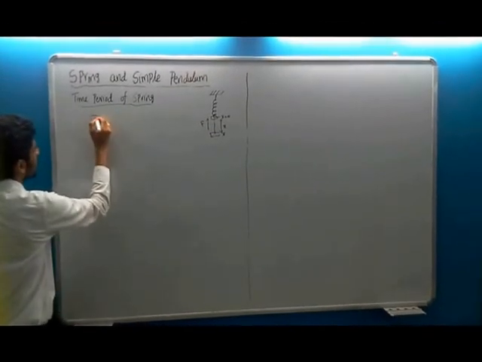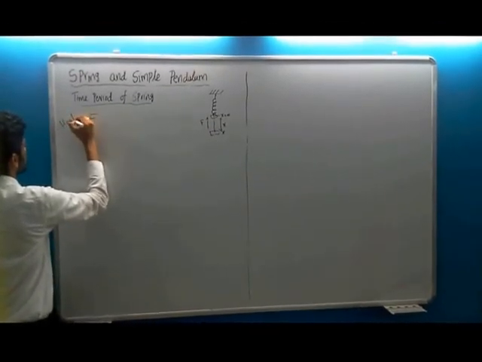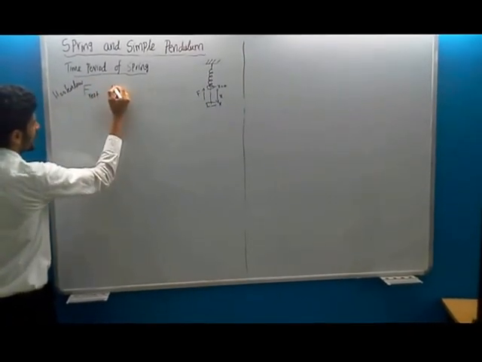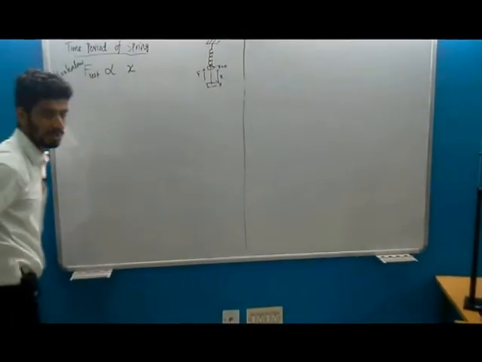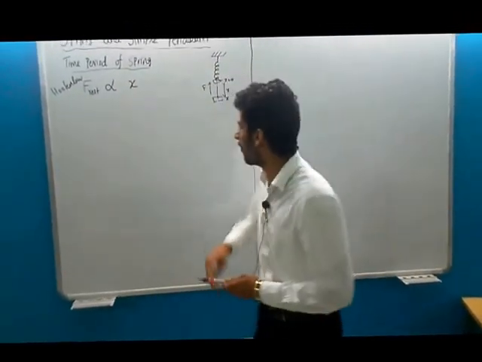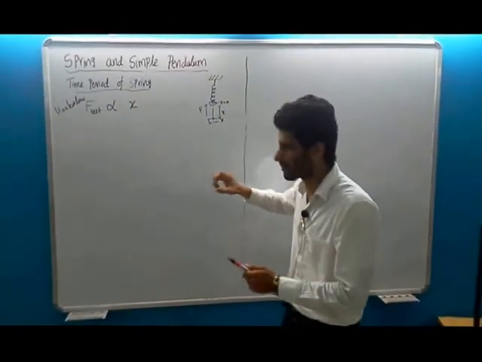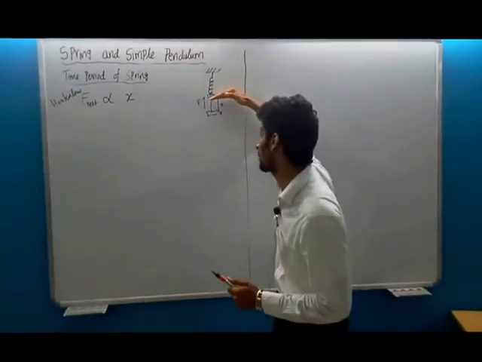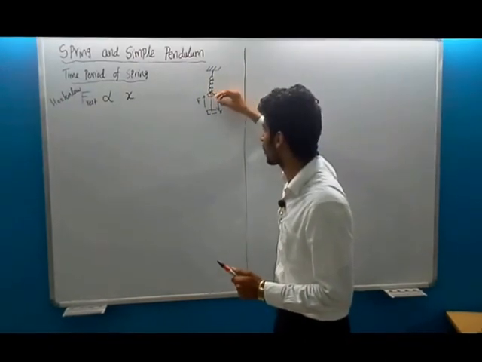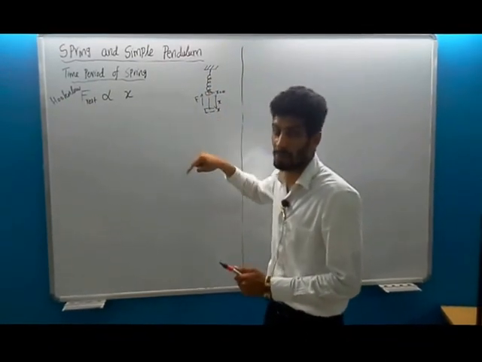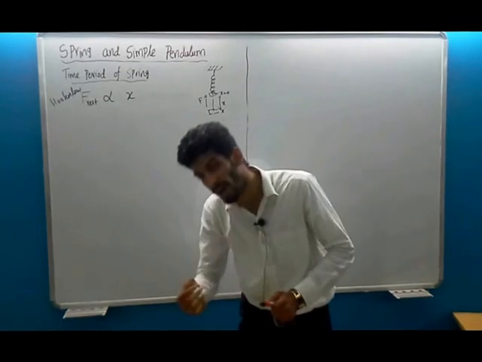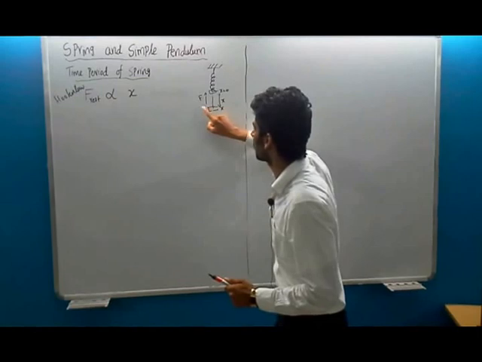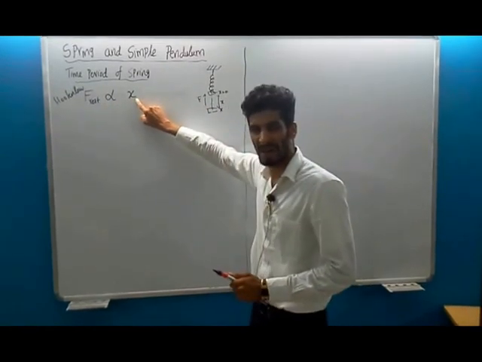There is a law called Hooke's law, which is defined as: restoring force is directly proportional to x, that is displacement. The restoring force is always directly towards the mean position, and displacement is always measured from the mean position. So to get more and more restoring force, you have to put more and more mass. That means you have to push or pull it more and more, so that more restoring force, more displacement.